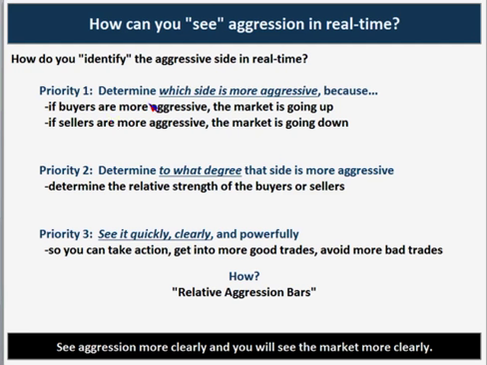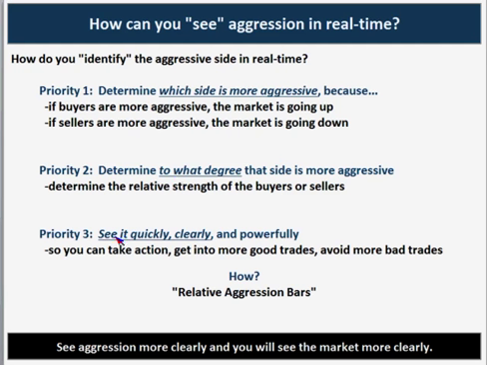So not only are you able to tell which side is more aggressive, but the second priority is we want to determine to what degree that side is more aggressive. So to what degree are sellers being more aggressive? Are they moderately more aggressive than buyers? Are sellers strongly more aggressive than buyers? Or are they extremely more aggressive than buyers? So we want to add a relative component to that.